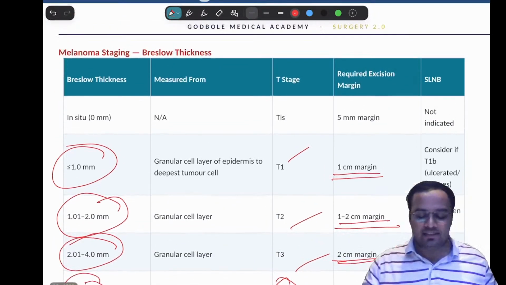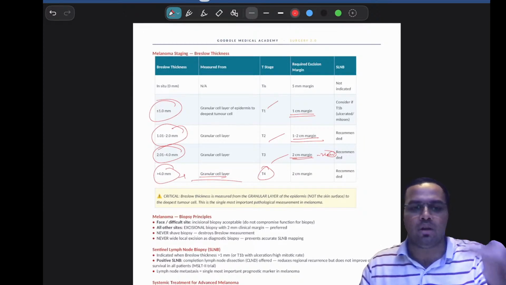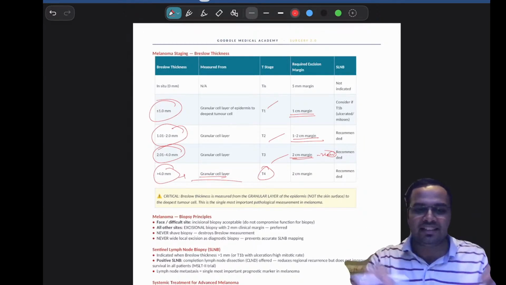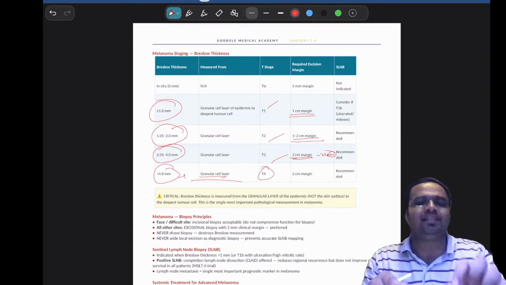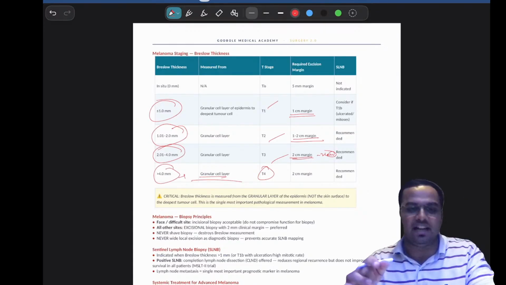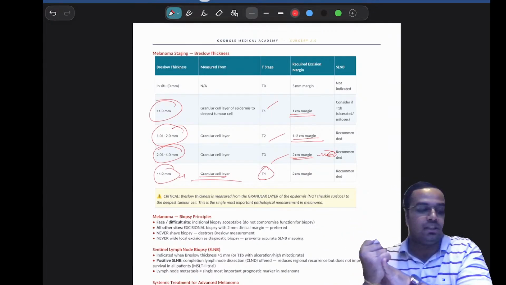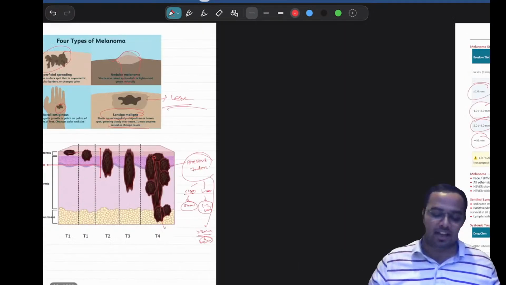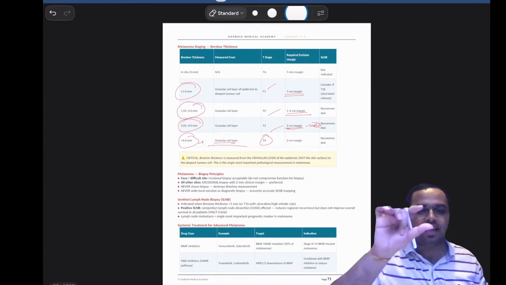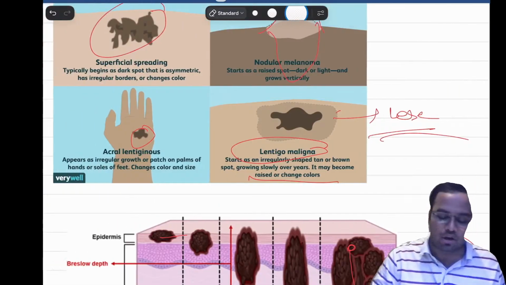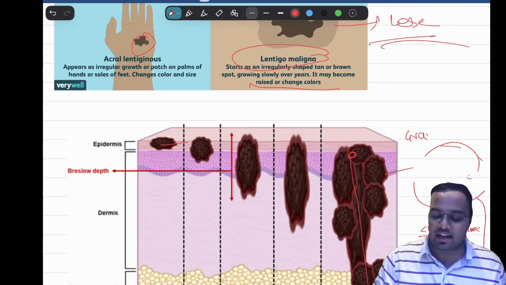Most important point is the depth of invasion is important. So more the depth of invasion, 1 mm, 1 to 2 mm, more than 2 mm, the excision margins are going to change from 1 centimeter to 2 centimeter to almost 2 to 4 centimeters. So that is the take home message you are going to take from malignant melanoma, that the Breslow's index is about the depth of invasion, and it is always measured from the granular layer. So it is going to be measured from the granular layer of the epidermis.